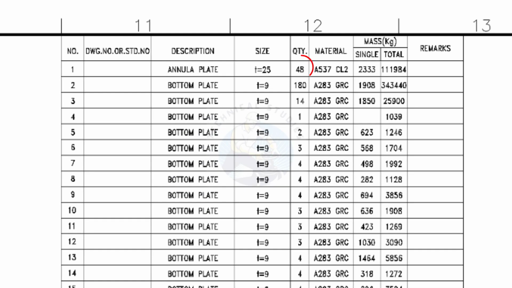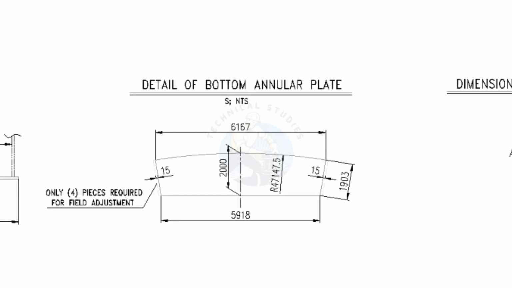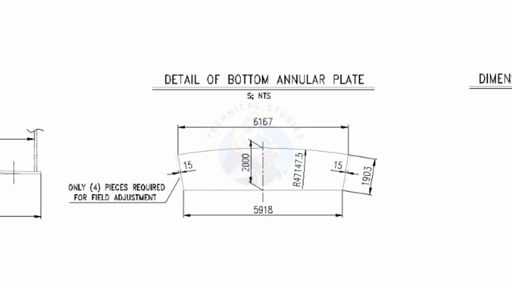There are 48 annular plates and around 280 full and sketch plates in this bottom plate. Out of these 48 annular plates, 4 plates are larger than the other 44 plates. This extra length is for adjusting the errors during the fabrication and the erection. Here, they gave 15 mm extra length on both ends of the plate.